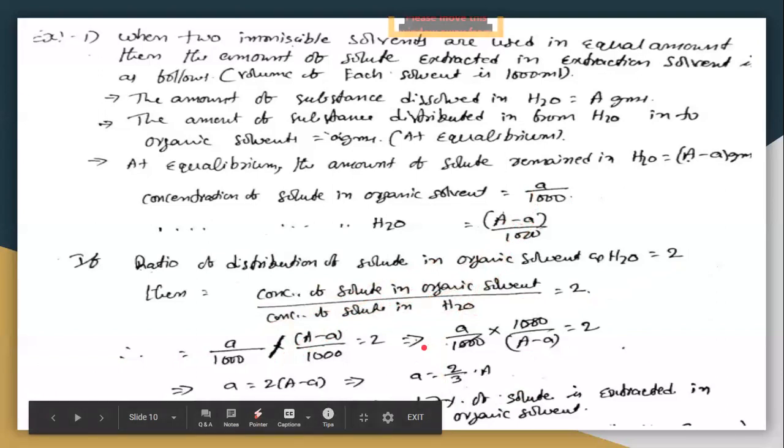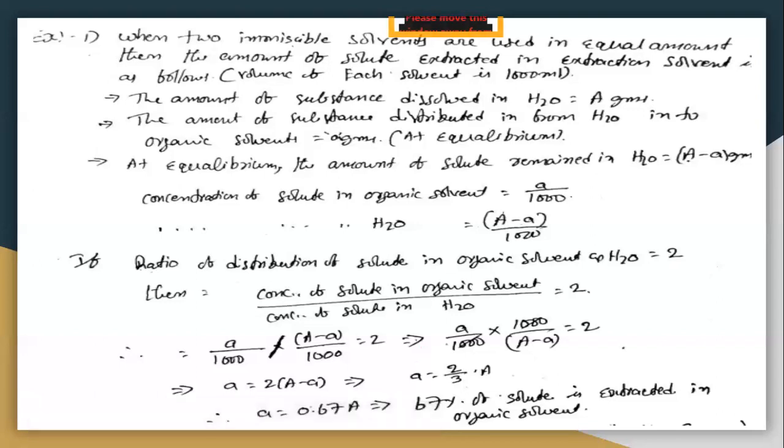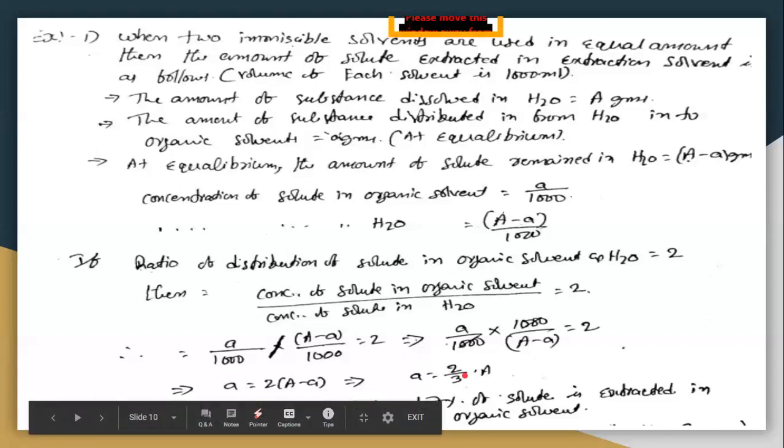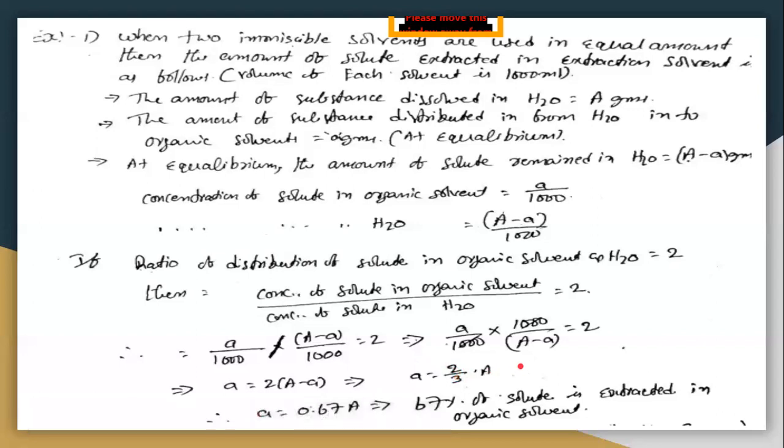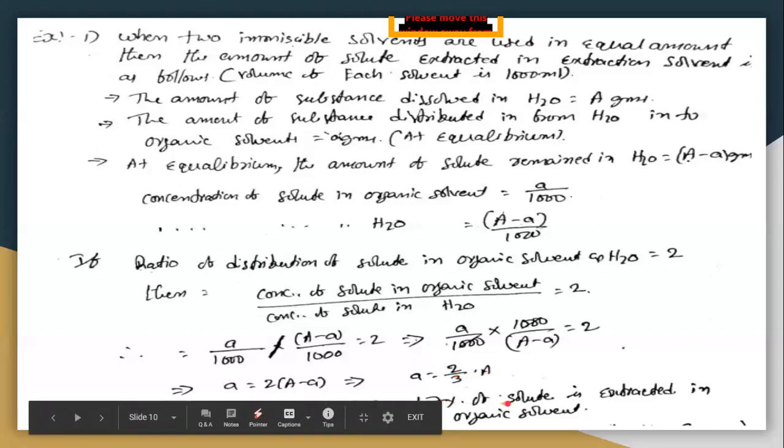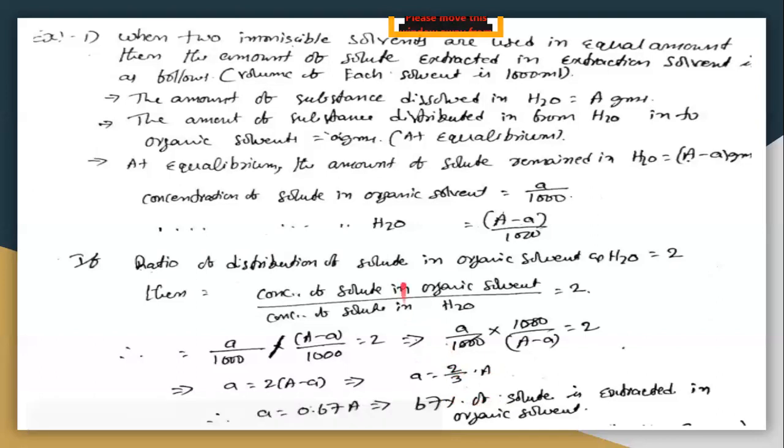Okay, after simplification, you are all MPC students, you can easily calculate this value. See here, 2 by 3. 2 by 3 means 0.67, and converting into percentage, it is almost 67%. Okay, this is the single extraction.